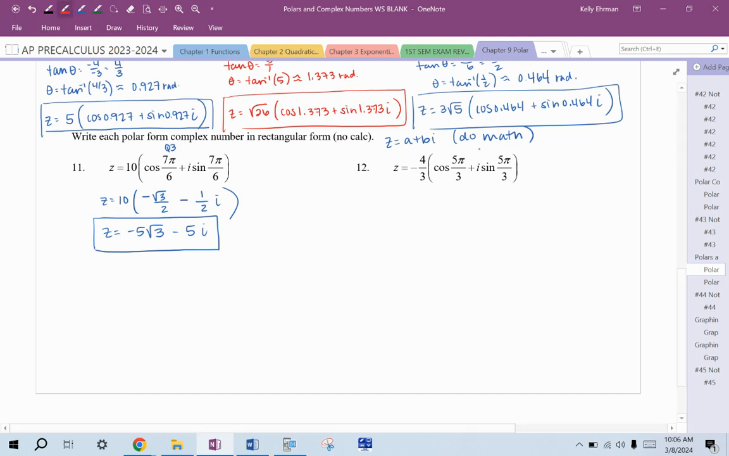Okay, so then this one is the same idea. Negative 4/3 times the cosine of 5 pi over 3. The cosine of pi over 3 is 1/2. 5 pi over 3 is in quadrant 4, so cosine's still positive 1/2, but sine's negative radical 3 over 2. Distribute the negative 4/3 through. It's always a good time to test our fractions here. Negative 4 over 2 reduces, so this is negative 2/3, plus, again, 4 over 2 reduces, radical 3 over 3 times i. And that's our final answer for number 12.